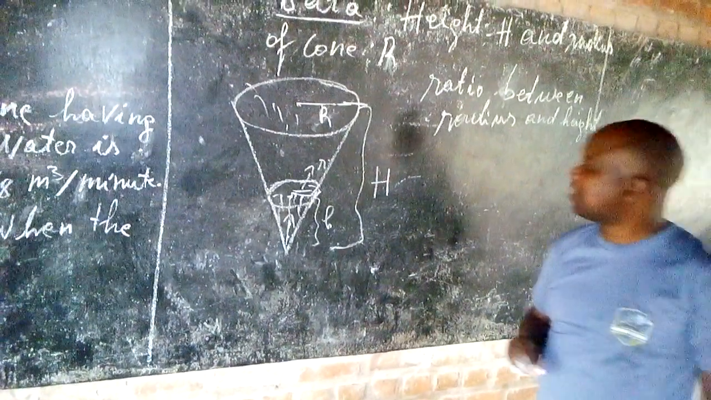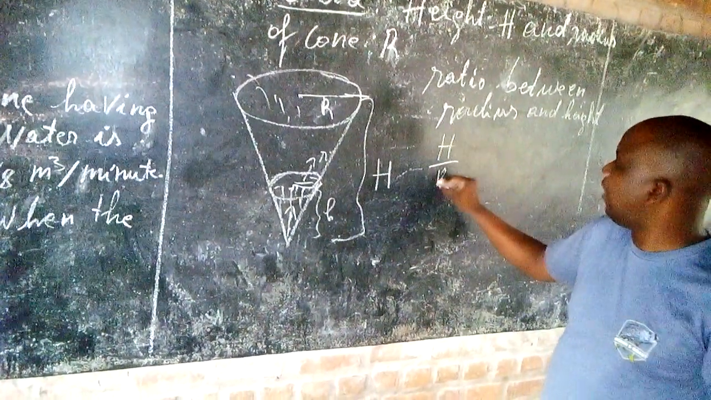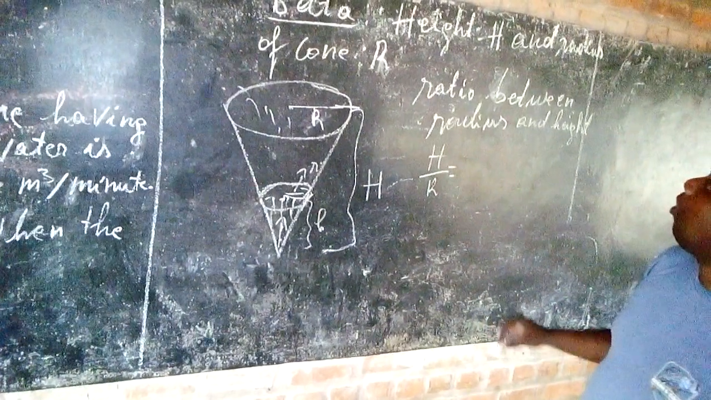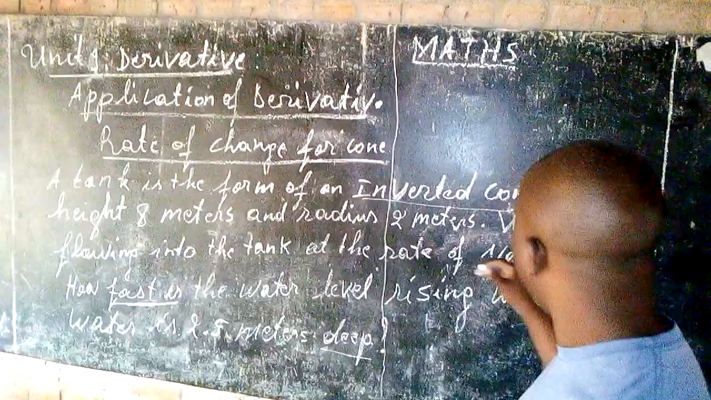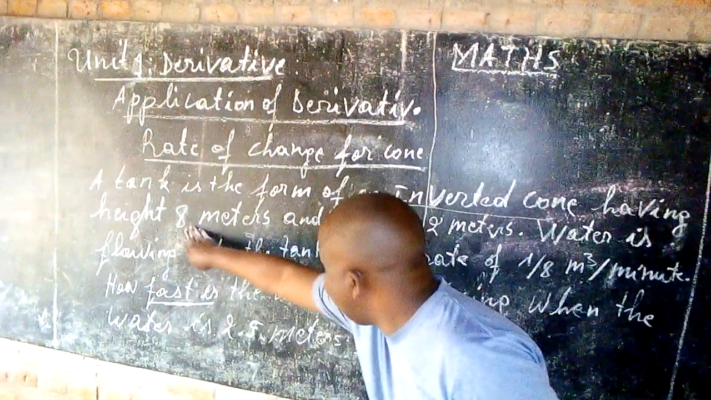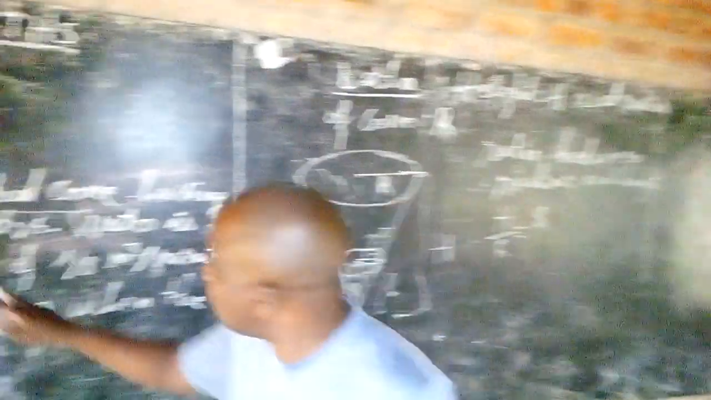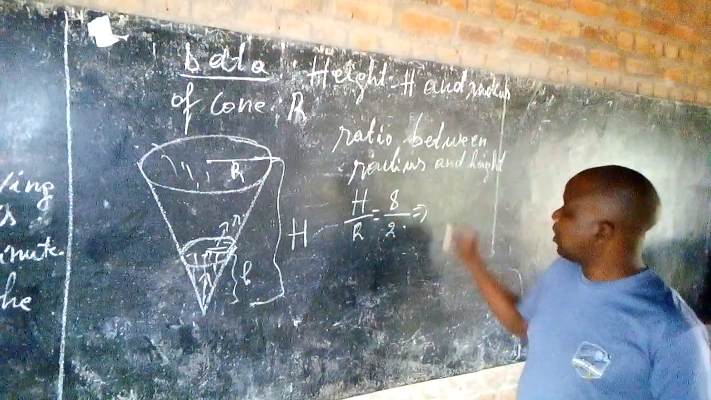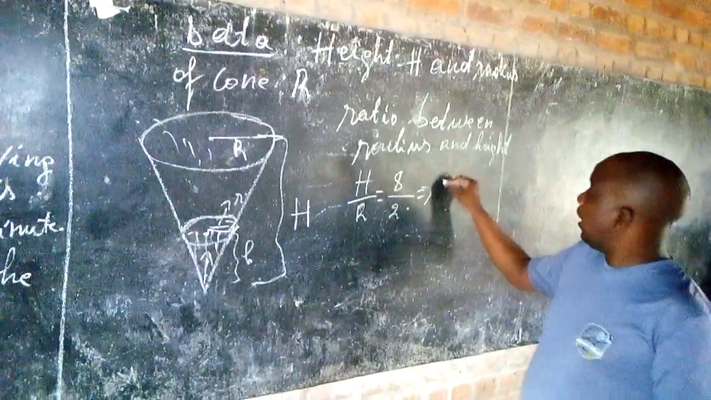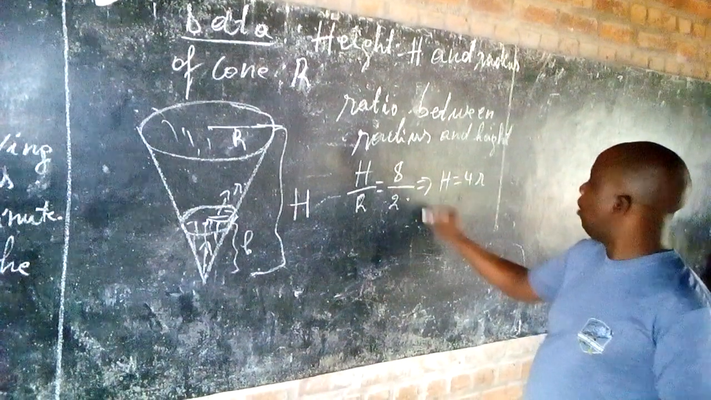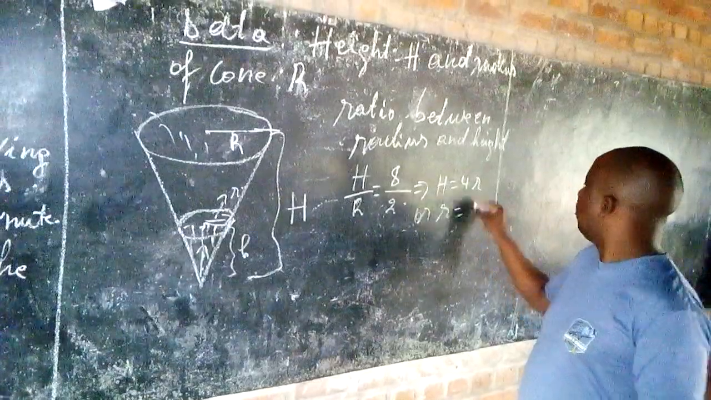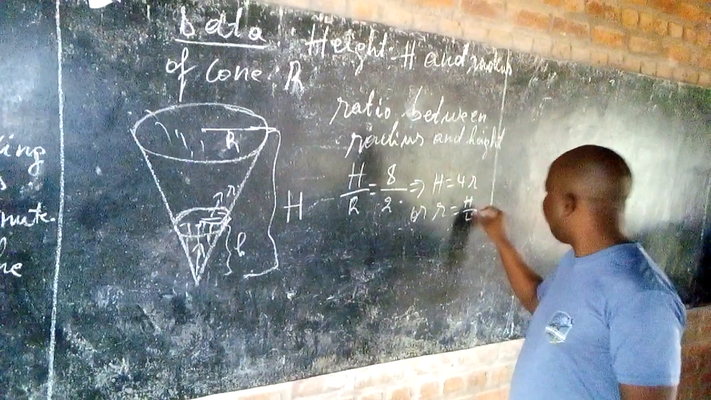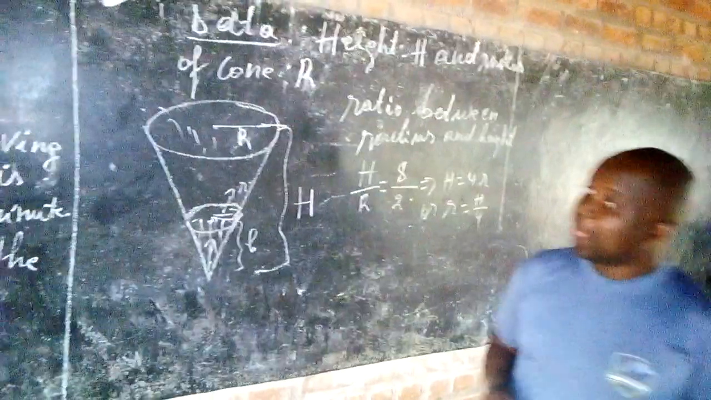Maximum height and maximum radius means H over R, which will be equal to the maximum height, which is 8, and the maximum radius, which is equal to 2 meters. This gives a ratio which can be h equal to 4r, or r is equal to h over 4.